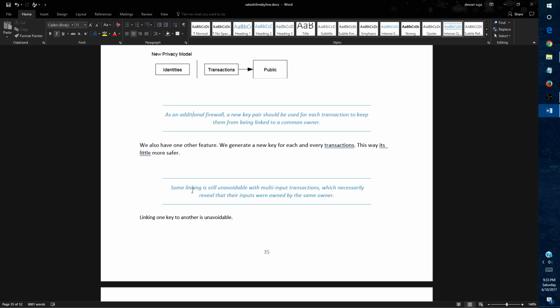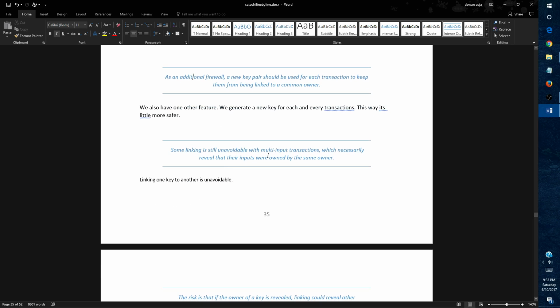A new key pair should be used for each transaction to keep them from being linked to a common owner. So we can have one other feature to create a little bit more privacy. We generate a new key, a new public address, right, for each and every transaction. This way, it's a little bit safer.